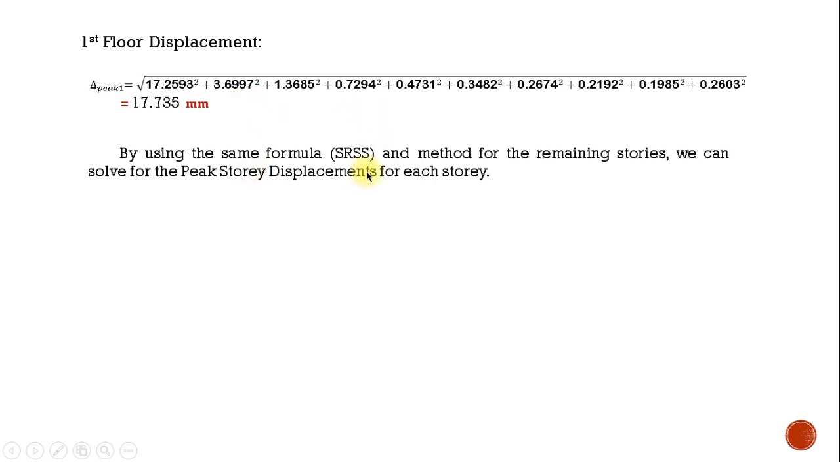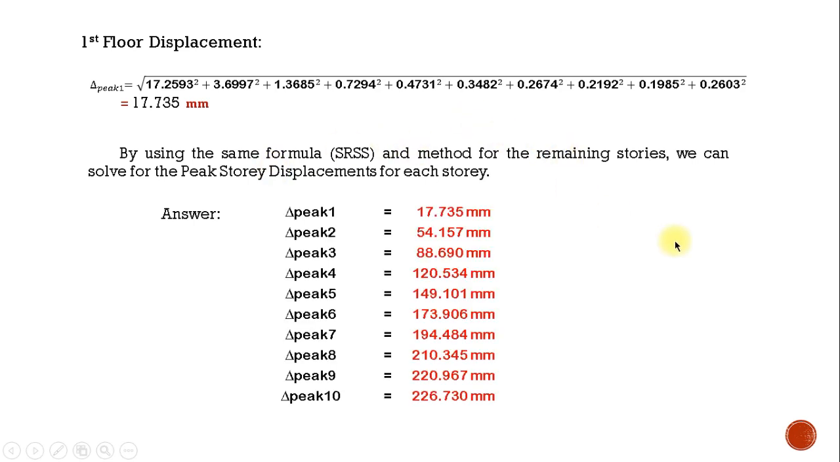So, sabi dito, by using the same formula, the SRSS or square root sum of squares method, for remaining stories. So, ang remaining stories natin, meron tayong second floor, third floor, up to 10th floor. So, we can solve for the peak story displacement for each story. So as an overall answer by using SRSS and the method for remaining stories, ito na yung ating magiging peak story displacement.